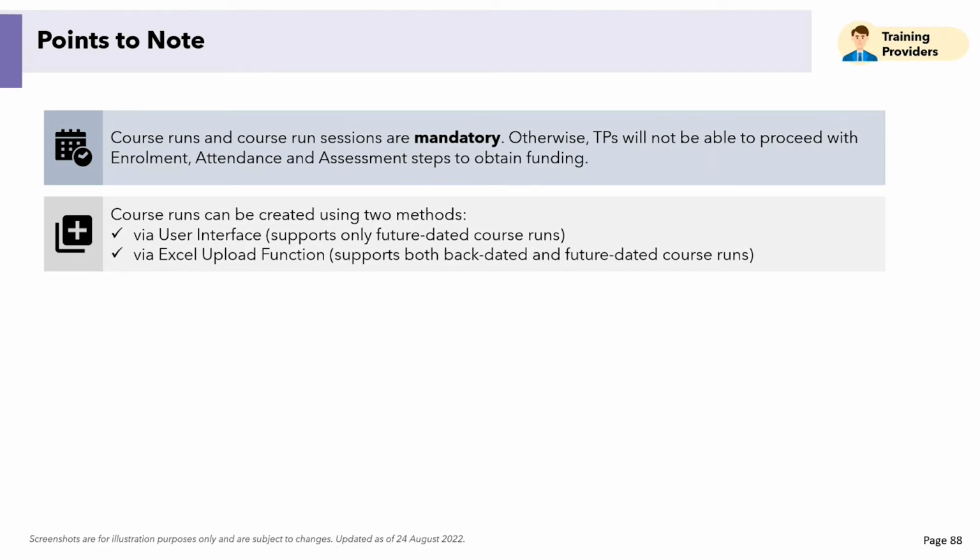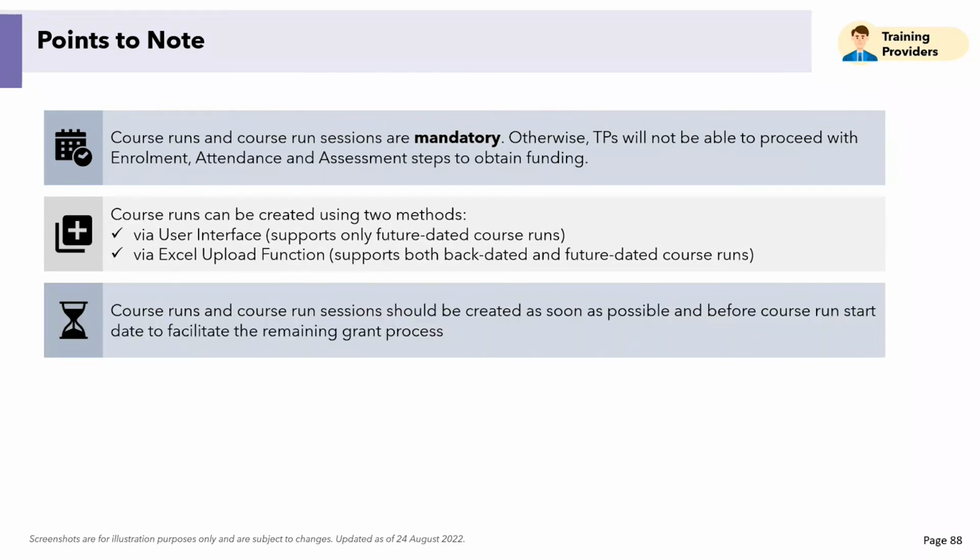And the second one is the Excel upload function, which is a bit more complicated because the Excel file is very long, but it's good because it supports backdated course runs in the event TPs forgot to create those sessions in advance. And of course, we always encourage them to create it as soon as possible. Once they create it, the good thing is they can start to receive enrollments as well. So they should create it before the course run start date as much as possible.